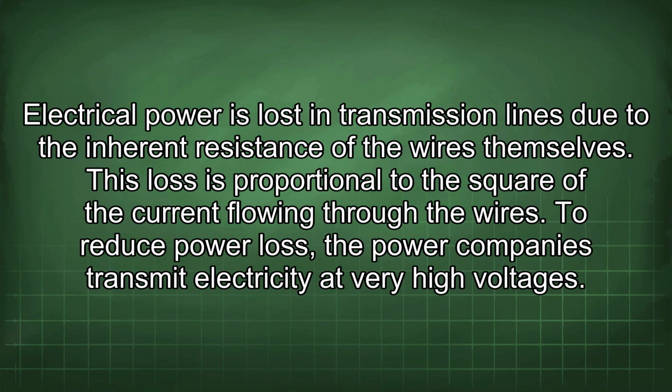Electrical power is lost in transmission lines due to the inherent resistance of the wires themselves. This loss is proportional to the square of the current flowing through the wires. To reduce power loss, the power companies transmit electricity at very high voltages.